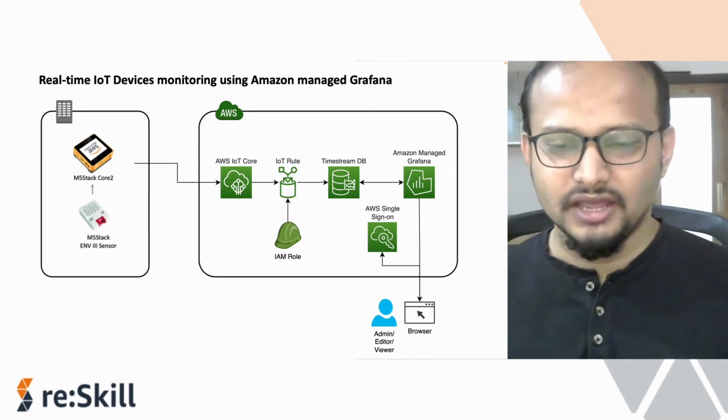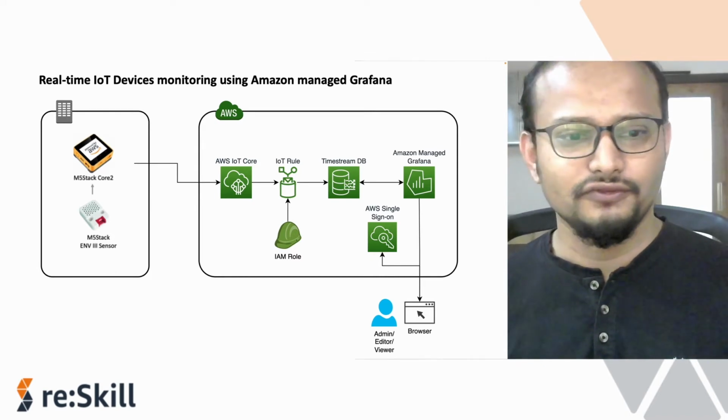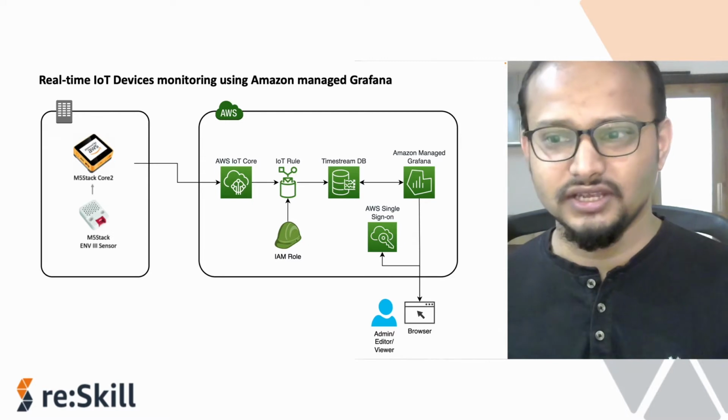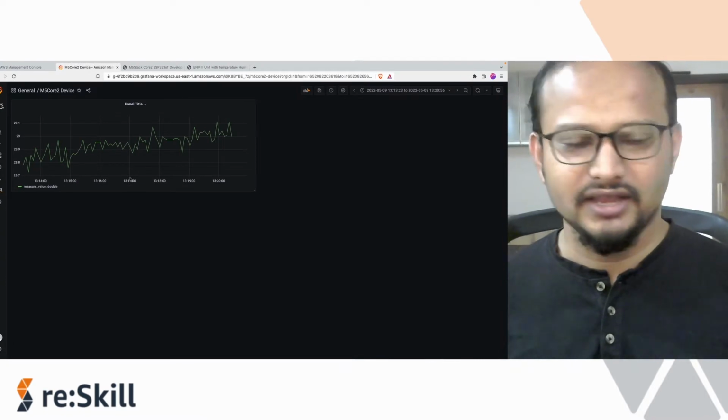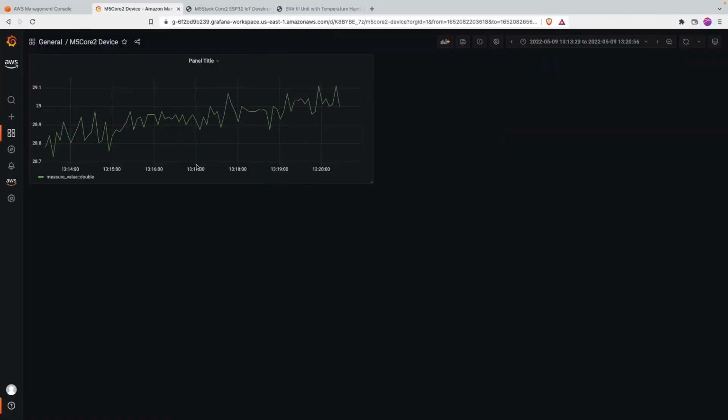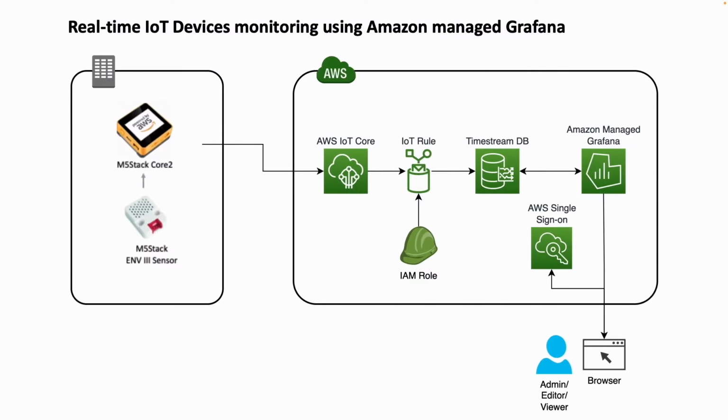Okay, and maybe I'll quickly show you what the output of this looks like as well. This is the end part, how we can visualize the data in Grafana. This is one of the metrics that goes from the devices to IoT Core and then to the Timestream database, and from Grafana we are able to get it. We will go through the entire step-by-step process of how we can program a device, send the data to IoT Core, forward that data into the Timestream database, and finally visualize that in Grafana. So let's begin.